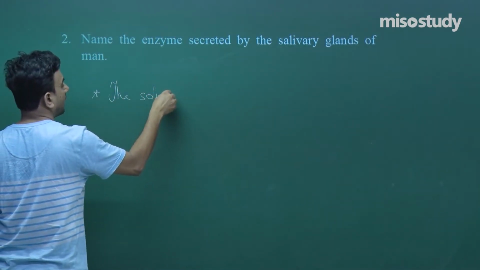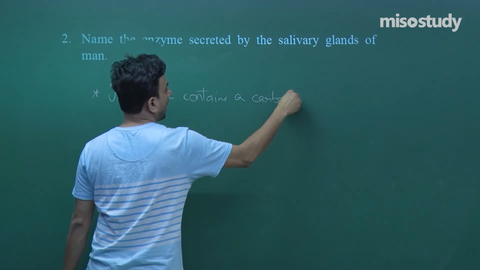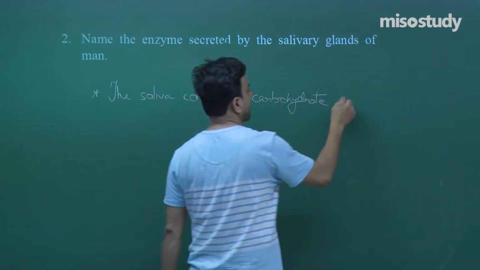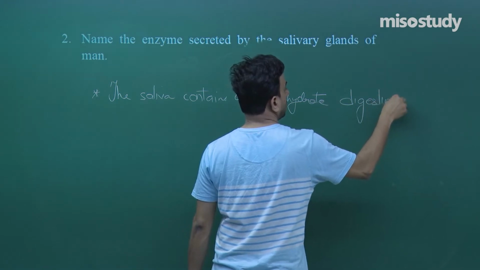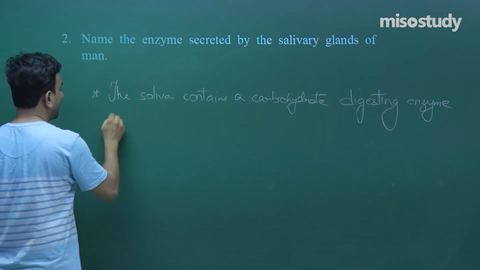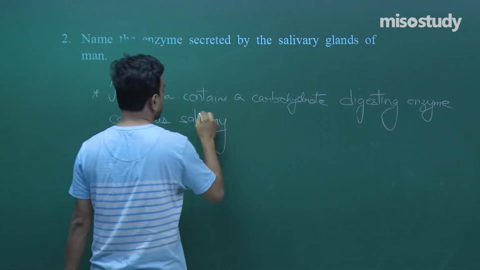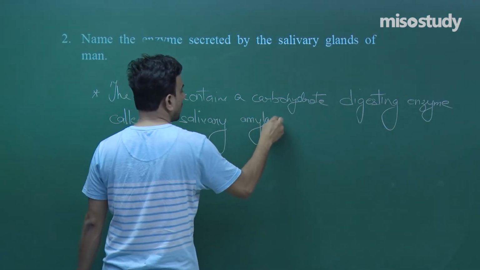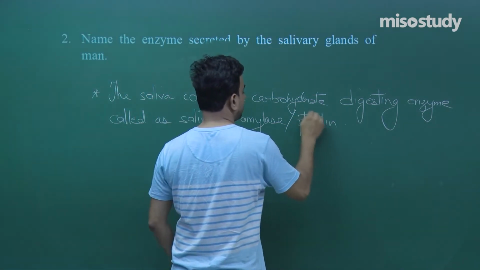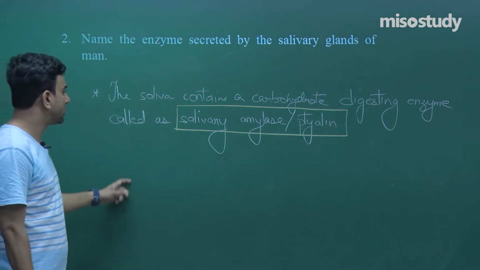The saliva contains a carbohydrate digesting enzyme called salivary amylase or ptyalin.